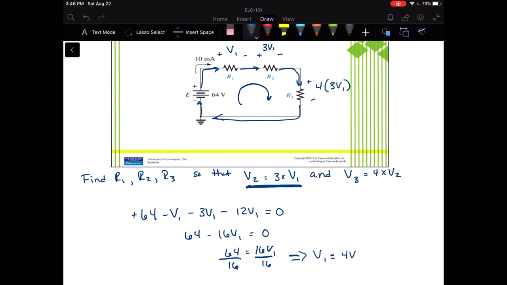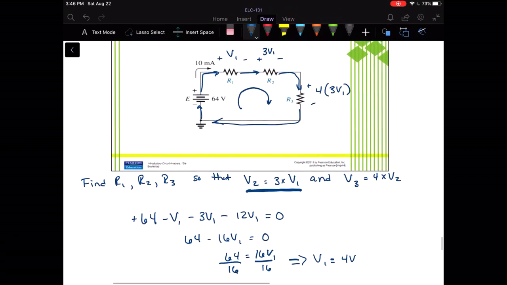Okay, fairly simple there. Well, it requires a little bit of algebra, so you might need to brush up on your algebra there. So V1 would be 4 volts, and then we said V2 has to be 3 times that. So that would be 12 volts. And then V3 would have to be 4 times that, which is 48 volts. Okay, just using these equations.